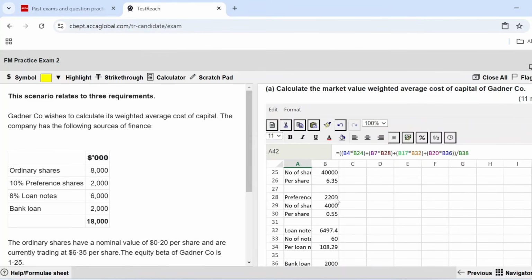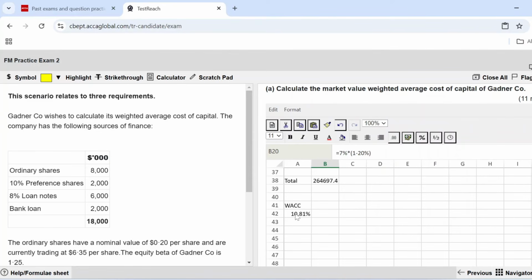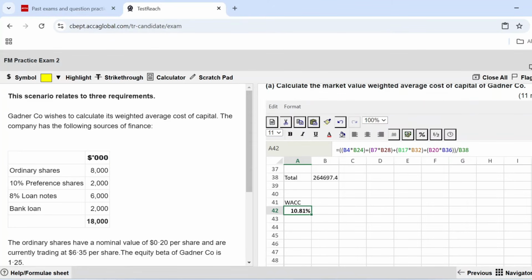Convert it to percentage. I think this also was remaining. So converting this also to percentage format. Now you get 10.81 as your final answer of the market value weighted average cost of capital.